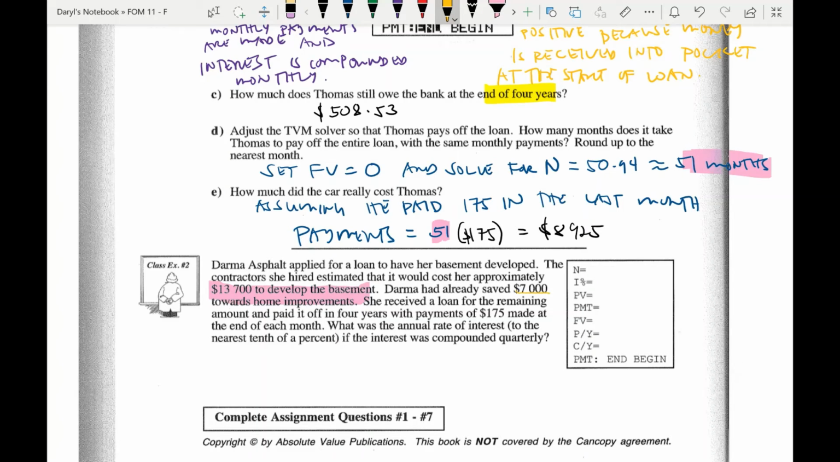So she received a loan for the remaining amount and paid it off in 4 years, with payments of $175 made at each end of the month. What was the annual interest rate to the nearest 0.1% if the interest was compounded quarterly? So quarterly means 4 times in a year.